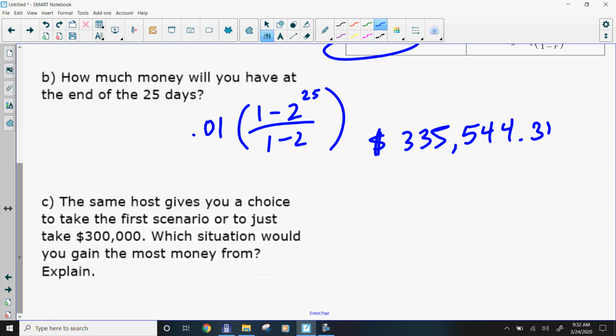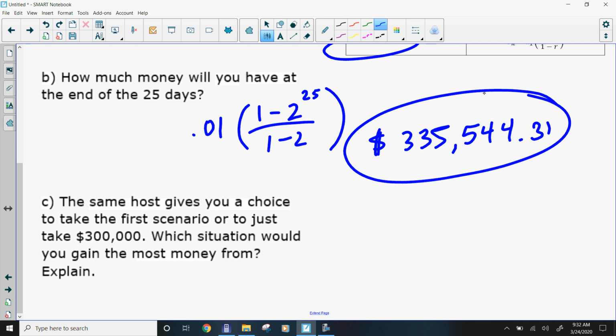So it says the game show host offers you a choice: take that scenario or take 300,000. Well, if it's up to me, I would take this. This is more than 300,000.